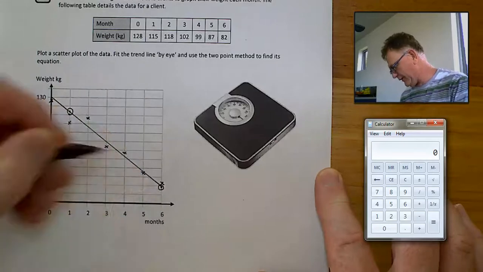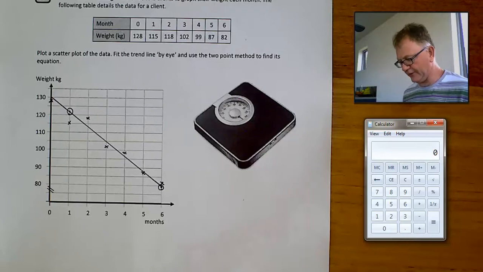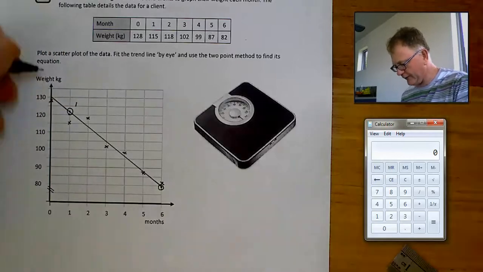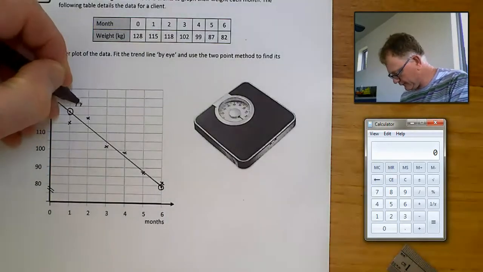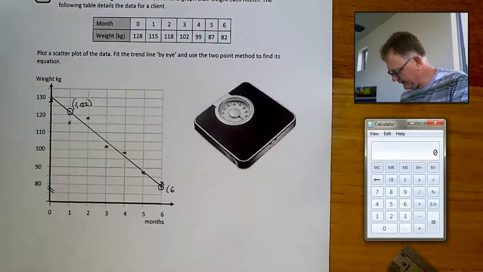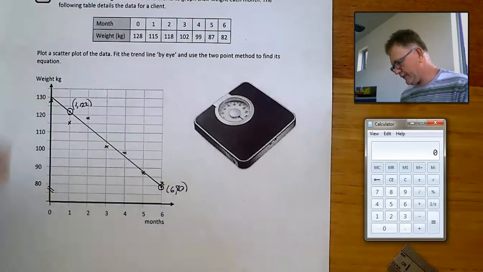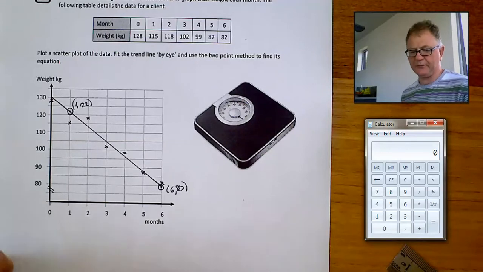And I've picked 2 points there. Try and get a bit of a distance between them. That helps with accuracy. And it's sometimes a good idea to write your 2 points on there. That will help you with errors later. This looks like to be the point 1, 122. And this point looks to be the point 6, 80, near enough. So those are 2 points on my graph. I'm going to now work out the equation of the line that joins those 2 points. I'll just move my paper up.